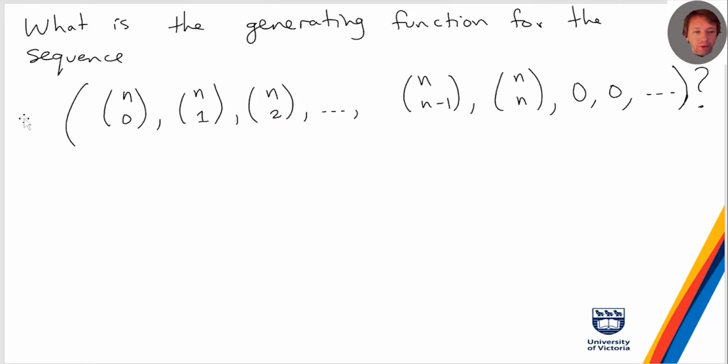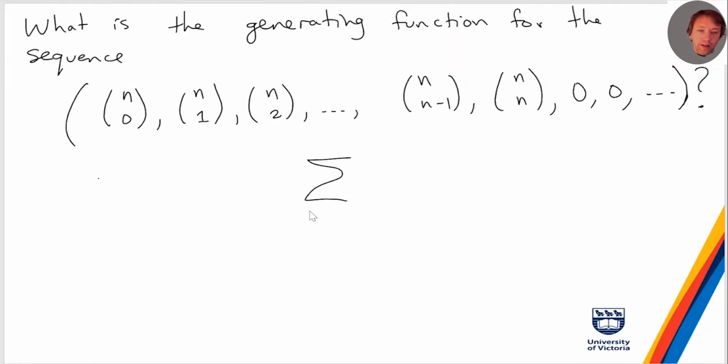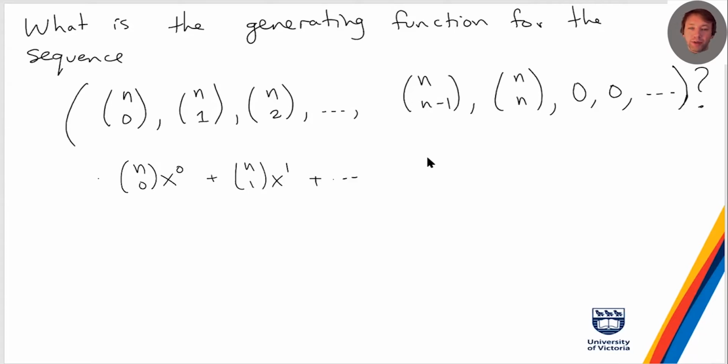Okay, a question for the audience. This is actually related to the poll. What is the generating function for this sequence? Technically, the generating function is, I'm not going to use the letter n because n is already used here, n choose 0 times x to the 0 plus n choose 1 times x to the 1 plus ... up to n choose n times x to the n, plus 0 times x to the n plus 1, plus 0 all the way after that.